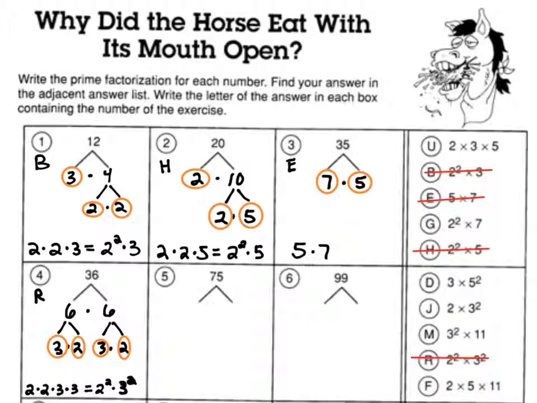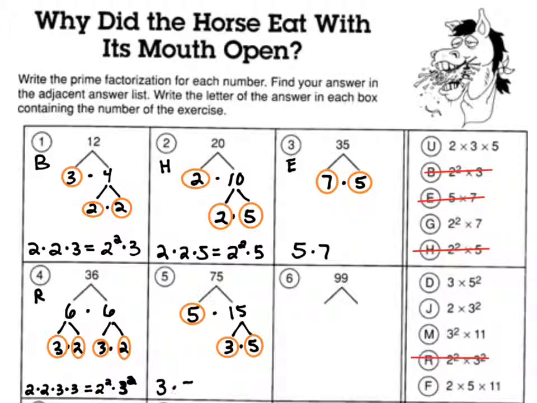Now this next one, 75, I'm going to go 5 times 15. You could also choose 3 times 25. Doesn't matter. I know that 5's prime, 15's not, so I'm going to break it down. Times 3 times 5. And that gives me 3's prime and 5's prime. Now the reason why I know that they're prime is because they only have factors 1 and itself. And so we just leave it like that.